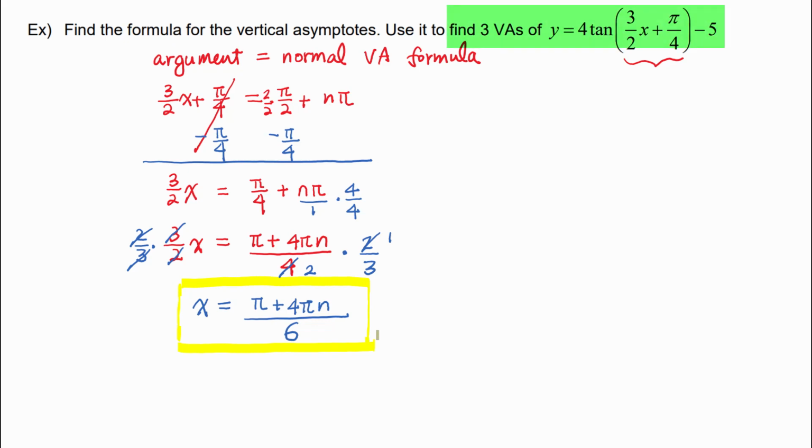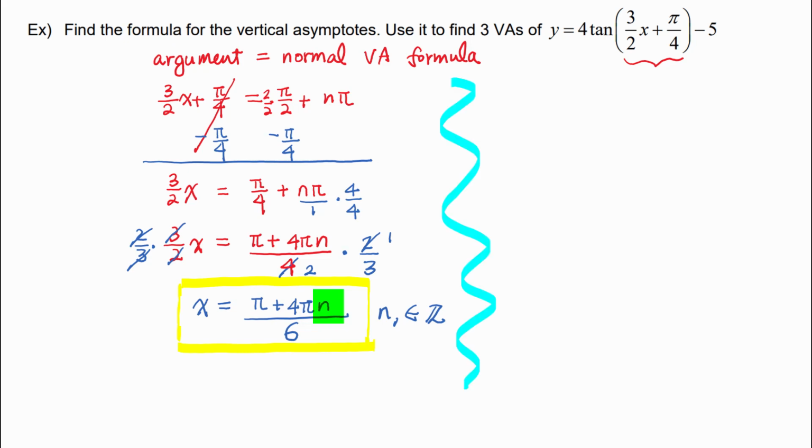Now, it also says to find the three vertical asymptotes using this. And you know here, n is for any integers, right? For n an element of integers. So you can pick any three integers to find 3. So I'm going to start with n equals 0. For n equals 0, if n is 0, you don't have a 4 pi n, so you get pi over 6.